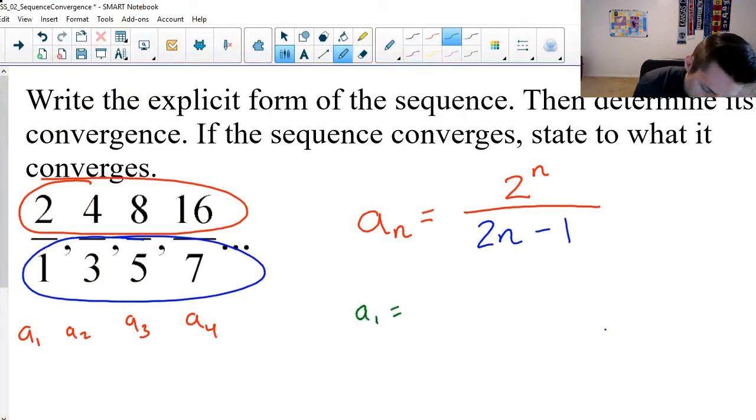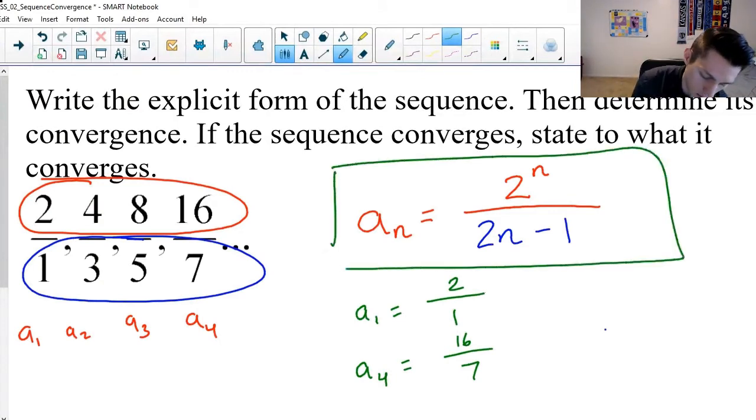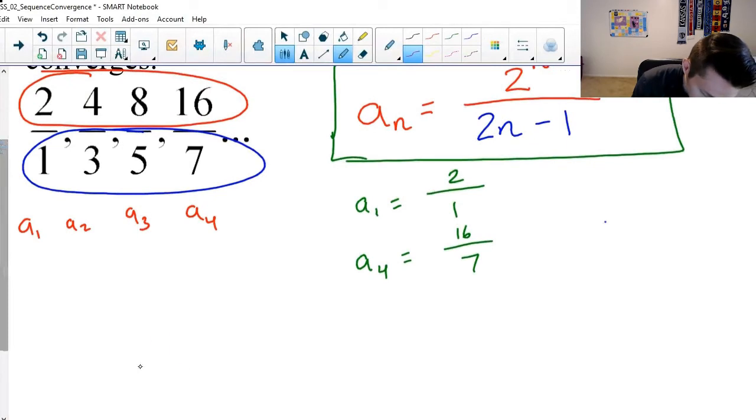Well, again, do some quick checks just to make sure. 2 to the first power, so that would be 2 over 1, great. Or to the fourth power, so 2 to the fourth is 16. 2 times 4 is 8. 8 minus 1 is 7. So, yeah, these would work out. So this is my actual explicit form of the sequence. And then I want to figure out if it converges or not.